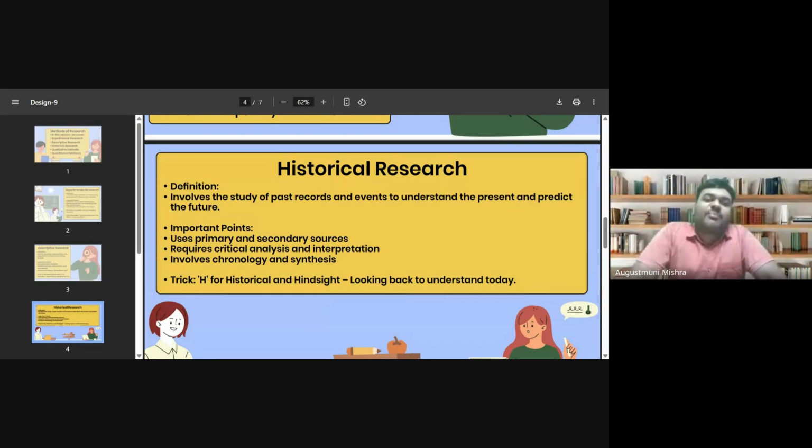It uses primary and secondary sources. Now, what are the primary and secondary sources? Can anyone tell me? If anyone can, you can just tell me about that.